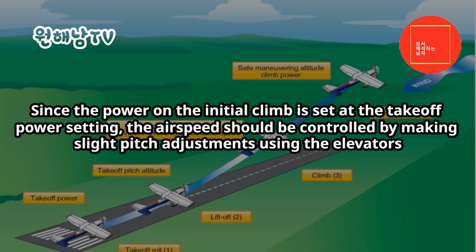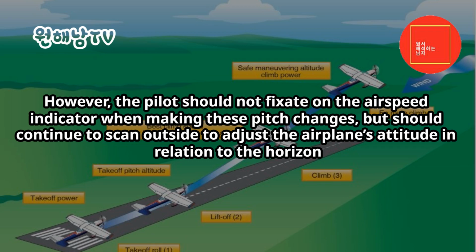Since the power on the initial climb is set at the takeoff power setting, the airspeed should be controlled by making slight pitch adjustments using the elevators. However, the pilot should not fixate on the airspeed indicator when making these pitch changes, but should continue to scan outside to adjust the airplane's attitude in relation to the horizon.